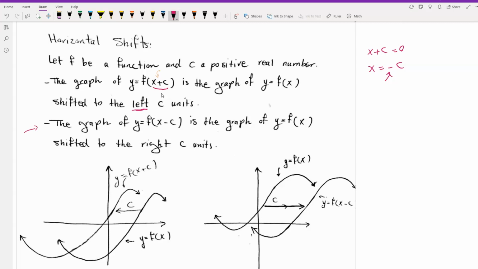Next one, the graph of y equal to f of x minus c. So here is our input. It is the graph of y equal to f of x shifted to the right c units. For this one, we have x minus c equal to 0, x equal to c. So here we have positive, which means that we have to shift to the right.